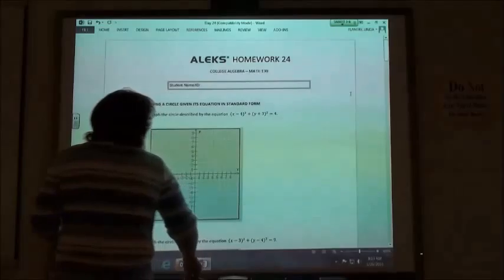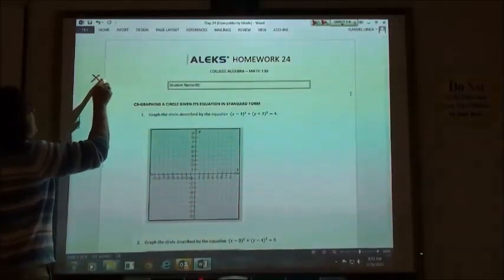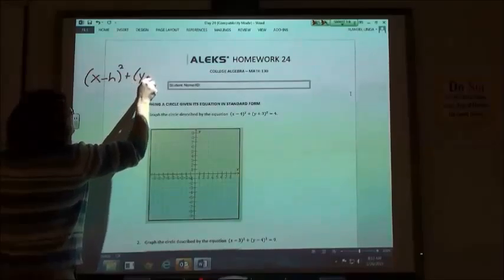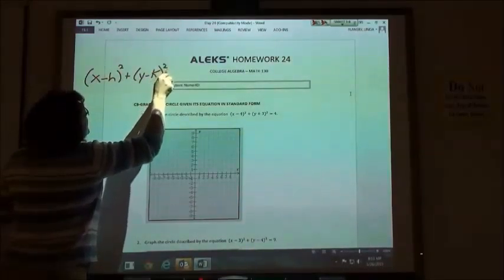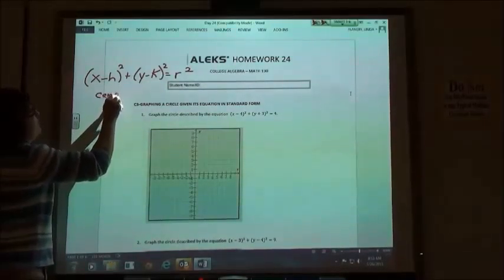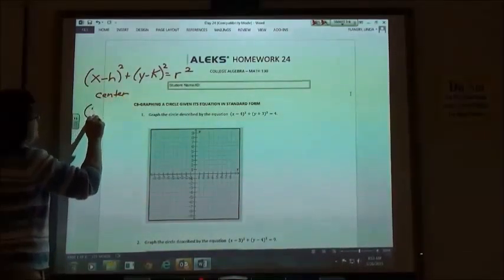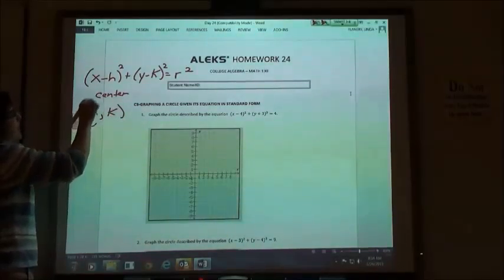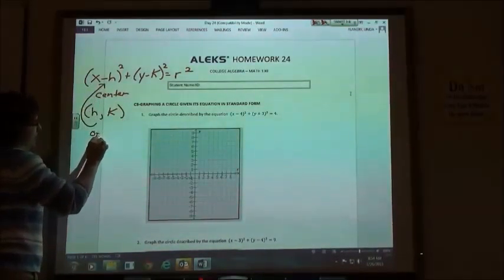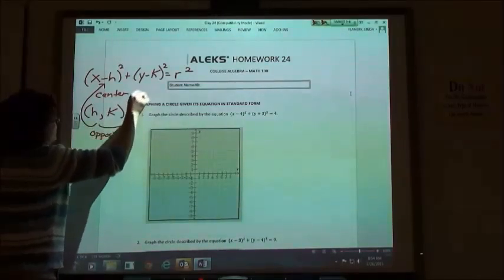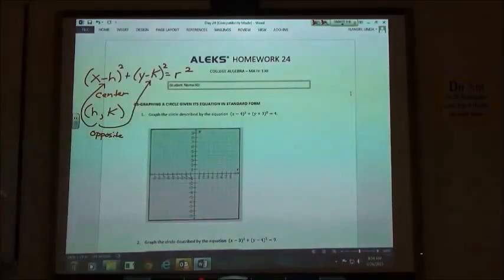So standard form of a circle says we're going to do (x - h)^2 + (y - k)^2 = r^2, my radius squared. So the center of my circle is going to be at (h, k). So it ends up being the opposite of those two numbers there.